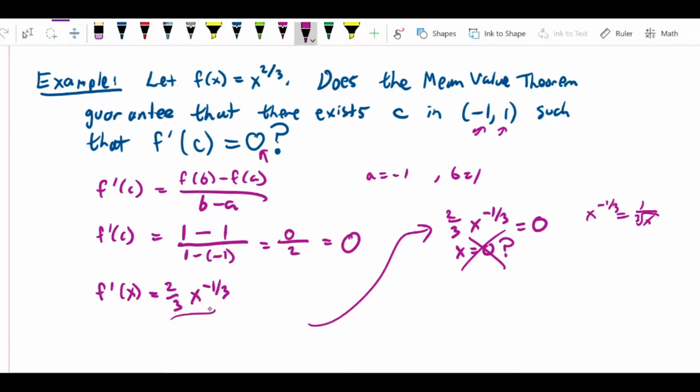Recall that the mean value theorem says that the function has to be continuous on the closed interval a b and differentiable on the open interval a b. This function is not differentiable on the interval -1 to 1 because it has one point where it's not differentiable. To be differentiable on an interval means that you're differentiable at every single point in the interval. I know that there are an infinite number of points in between -1 and 1. If you consider all the real numbers, there are an infinite number of them. So what difference does just one little point make?